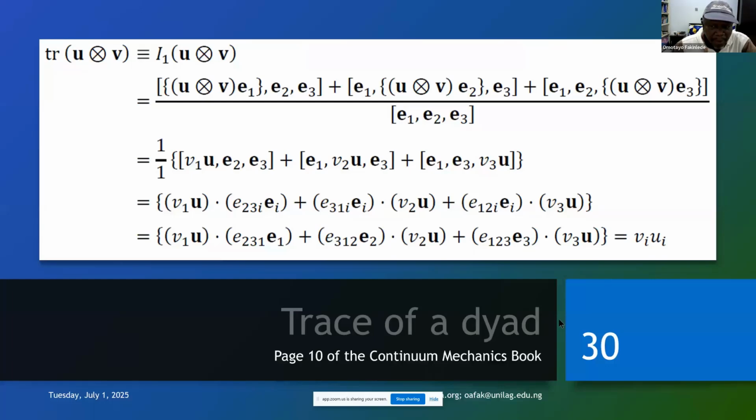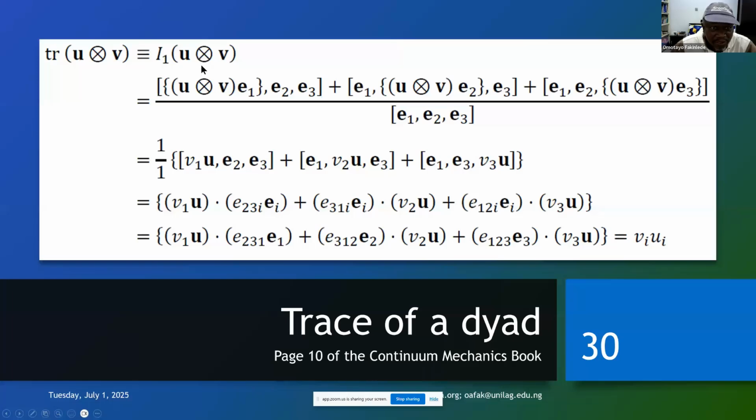But before we do that, this was where I stopped teaching last week: that the trace of a dyad, which is also the first principal invariant of a dyad, is the same thing as the dot product of the two elements of the dyad. This is the proof. If you want the trace of the dyad, this is the formula for any tensor.